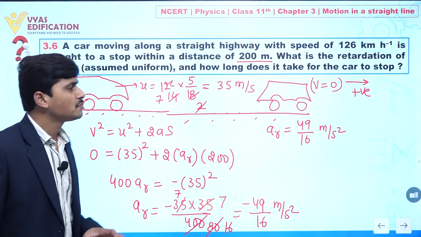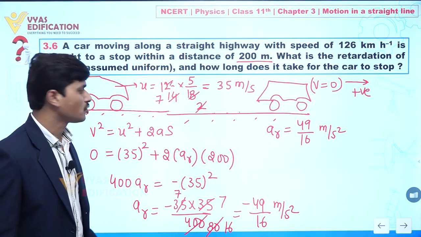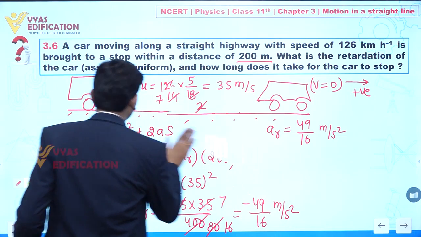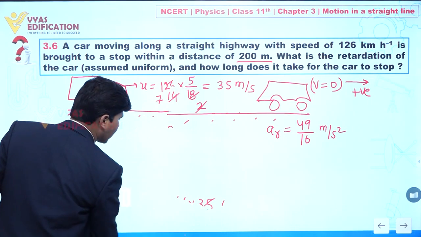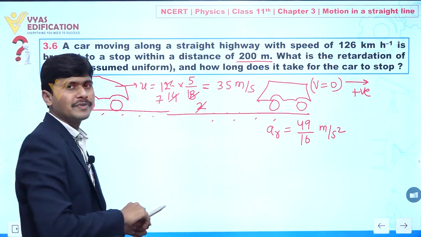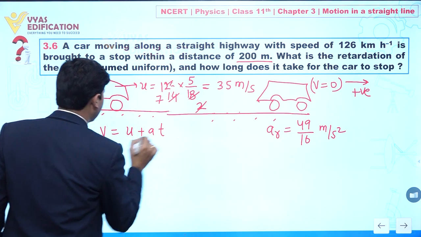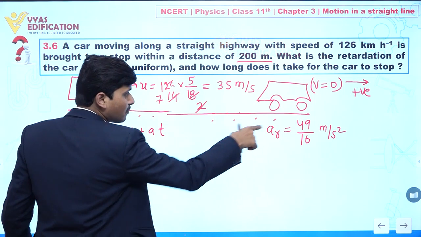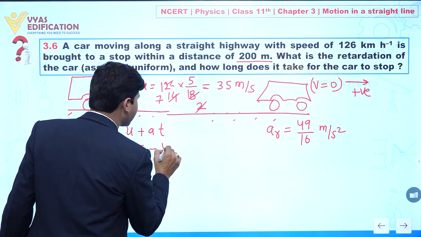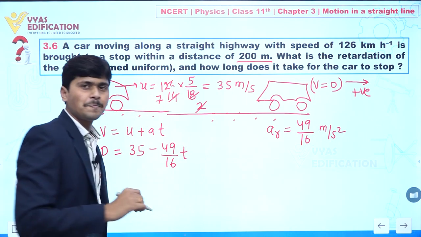Next objective here is to calculate how long it takes for the car to stop. How long means here we will apply the first equation of motion. So we can write v equal to u plus at. Final velocity we have 0. Initial we have 35. Because this is retardation, we can write minus 49 by 16, and the time taken is t.